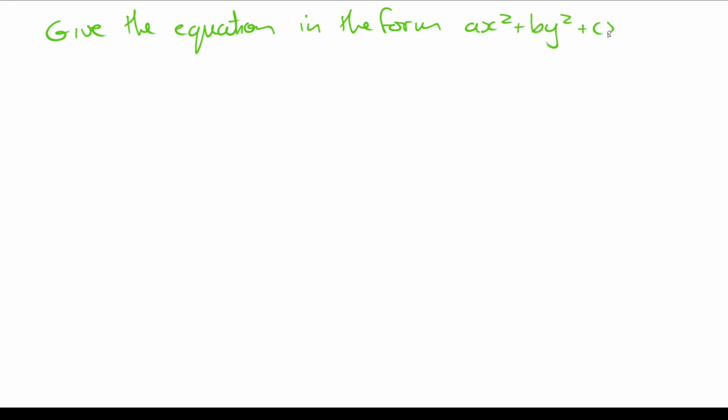Sometimes you're going to have the equation in the standard form, that means with the two brackets, and they're going to say, give the equation in the form ax squared plus by squared plus cx plus dy plus e equals 0. So just have a look at what's going on here. We've got our x squared, our y squared, then the simple x, then the simple y, and then a constant with no x's or y's.